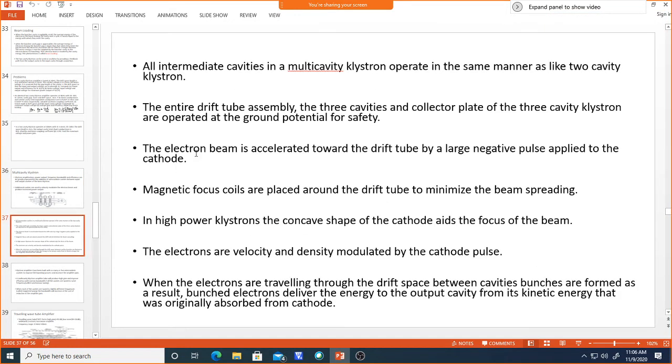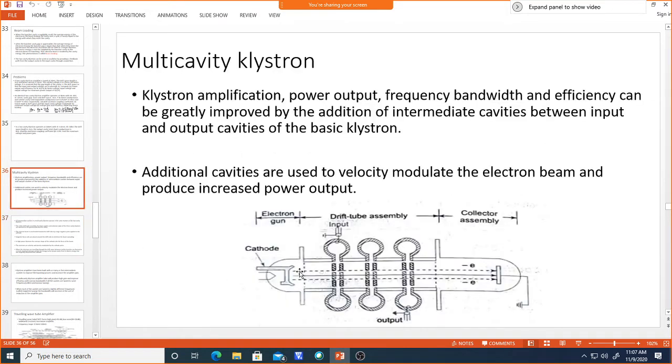Okay, so the electron beam is accelerated towards the drift tube by a large negative pulse which is applied at the cathode. The magnetic focusing coils are placed around the drift tube to minimize beam spreading or debunching. In high power klystrons, the concave shape of the cathode aids the focus of the beam. Here you can see the concave shape of the cathode, which aids the focus of the electron beam.